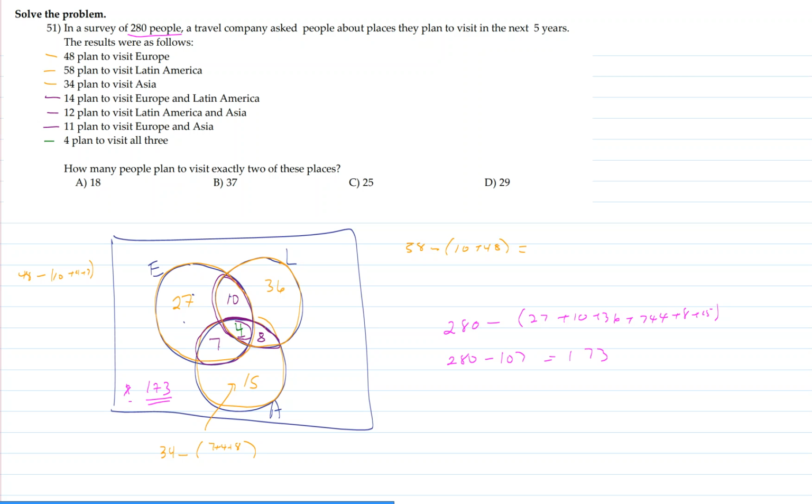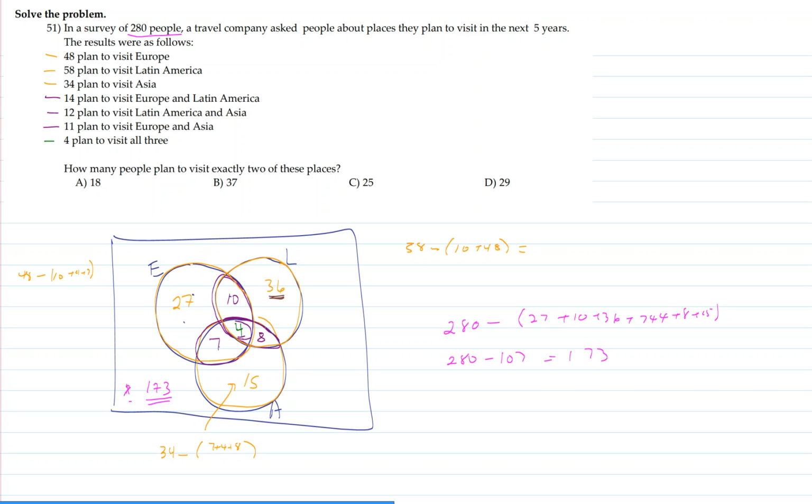Okay, now that I've got the completed Venn diagram, like I said, there are a lot more questions I can ask you. One example is, how many plan to visit none of these countries? That would be 173. How many plan to visit only Latin America? Only Latin America would be these 36. They want to visit Latin America, but not Europe and not Asia. So like I said, there's a wider range of questions we can ask now. Please let me know if you have any questions.